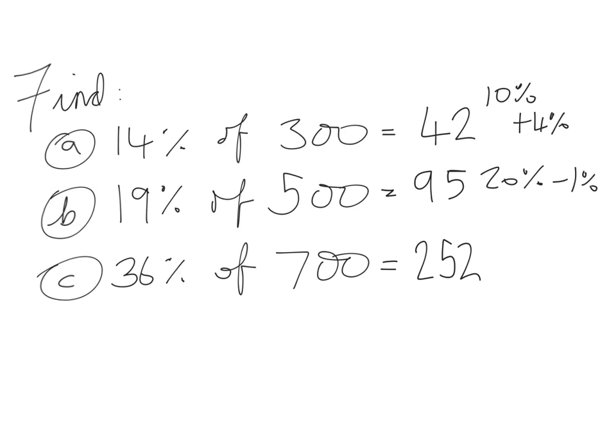And then 252 is the answer for 36% of 700. I'd have used 10% to get up to 30%. So 10% times 3. And then I would have done 1% and multiplied it by 6 to get to the answer. But like I've said, there's several ways of getting to the right answer, and it doesn't matter how you got to 42, 95 and 252 if it makes sense to you.